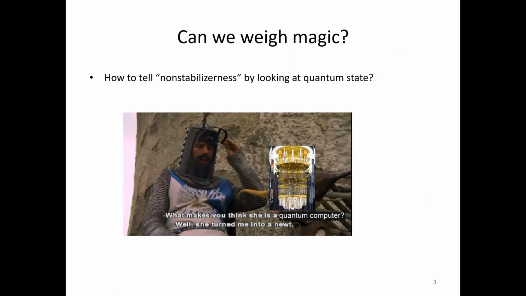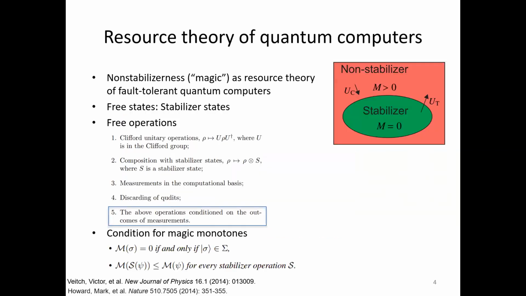Now you can ask, can we somehow weigh magic? Let's say we give you a quantum state or unitary, just its physical form, without the circuit. Can we somehow tell how magical it is? How far away this is from being just a stabilizer state? How much magic is inside the state? Is there some way we can measure this?